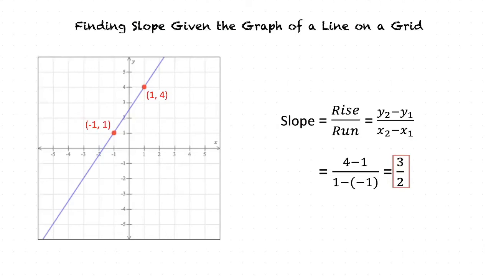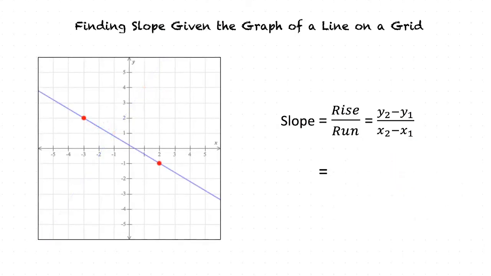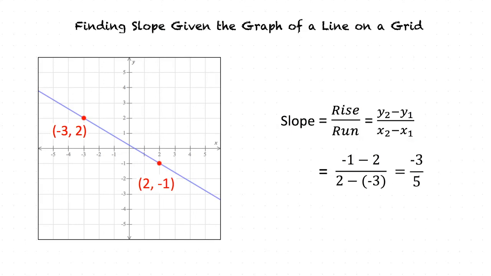Let's take a look at one more example. In the current problem, we have the 2 points, -3, 2 and 2, -1 selected for calculations. Substituting these numbers into our slope formula, we get -1 minus 2 on the numerator and 2 minus -3 as our denominator. After subtracting, we get -3 on the numerator and 5 on the denominator, giving us the final result of -3/5 as our final slope.